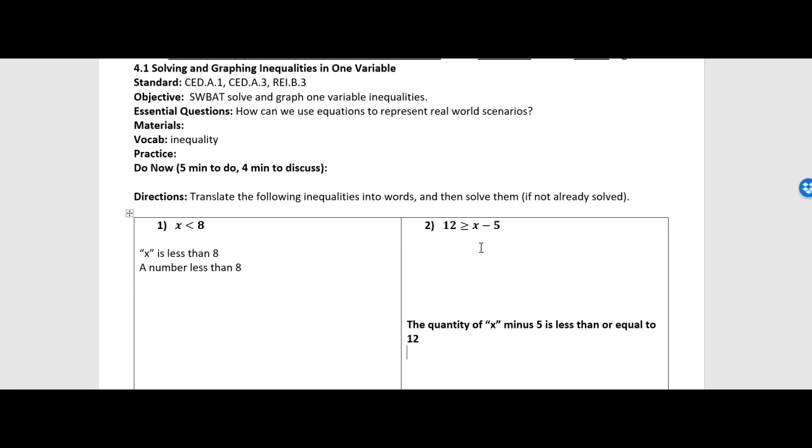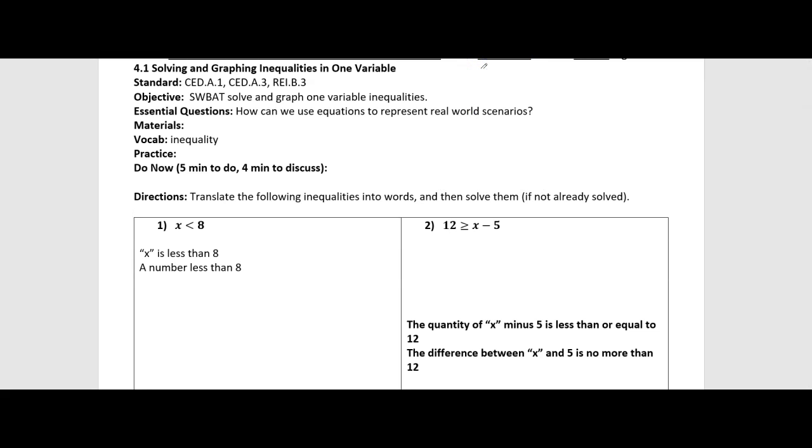You could also say the difference between x and 5 is no more than 12. So saying no more is the same as saying less than or equal. And you could tweak these a little bit with some different words here and there, as long as they match the inequality up above. And then we need to go ahead and finish solving this.